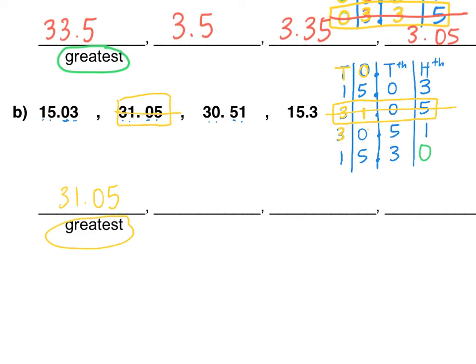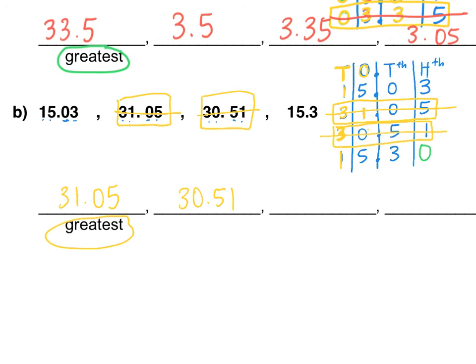Now let's go on to find the second greatest decimal. Same thing, we start to compare from the tens place. You compare 1, 3, 1. Which is the greatest? 3 is the greatest. So we found our second greatest decimal, that is 30.51. After writing, remember to cancel.